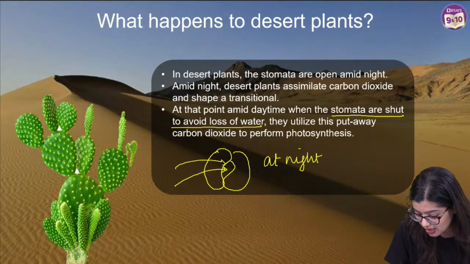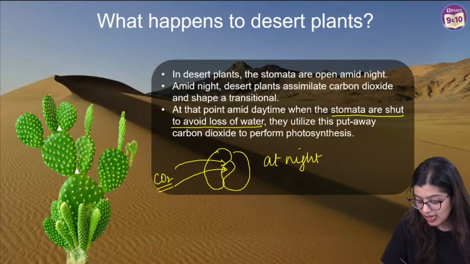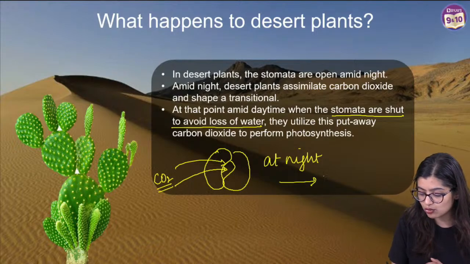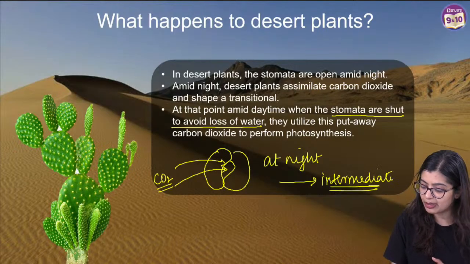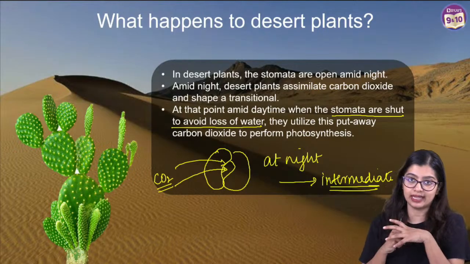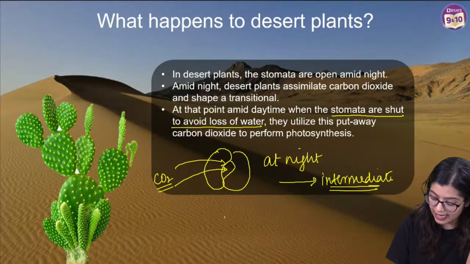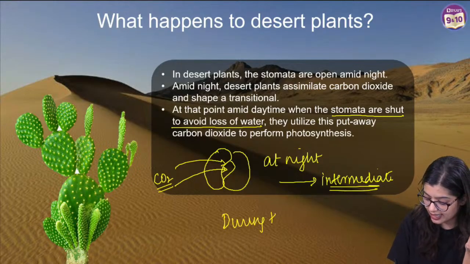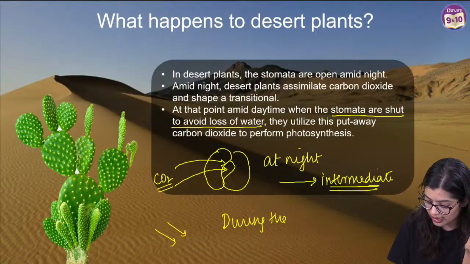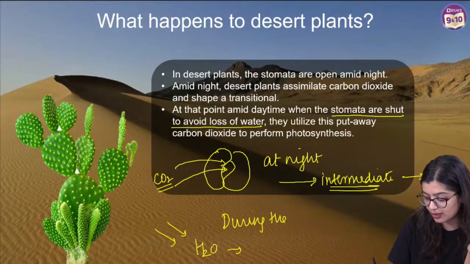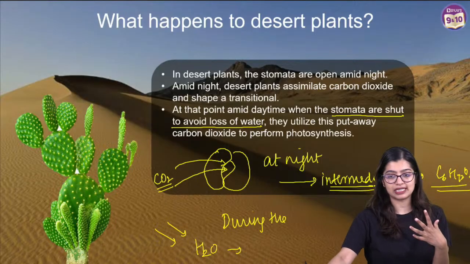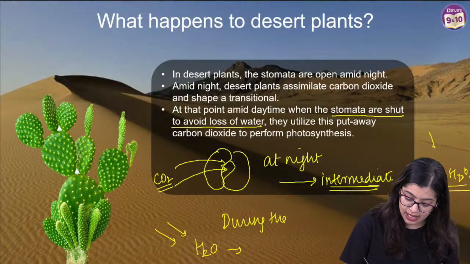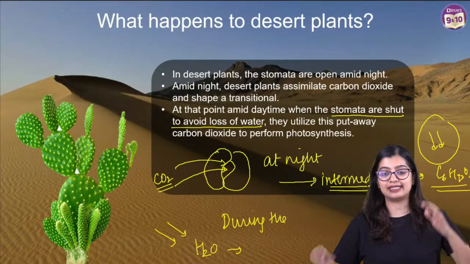Now here what will happen? Here they will take up the carbon dioxide. And they will convert it to an intermediate, right? So they will convert it into an intermediate product and they will store it in their body. So that during the day, what happens? During the day they use the light energy to split the water molecules and then convert this intermediate into glucose. So here they adapt themselves by making an intermediate instead.